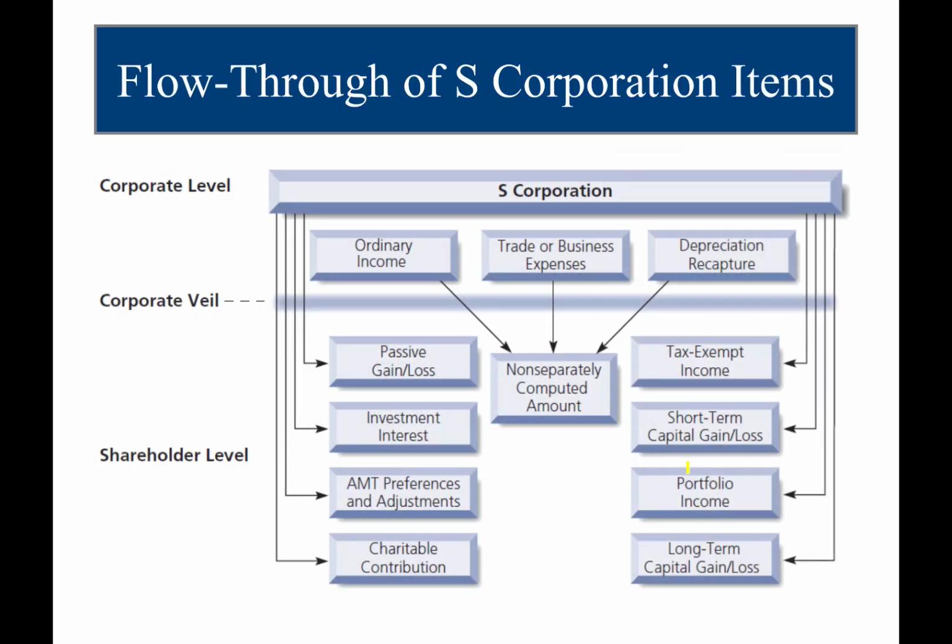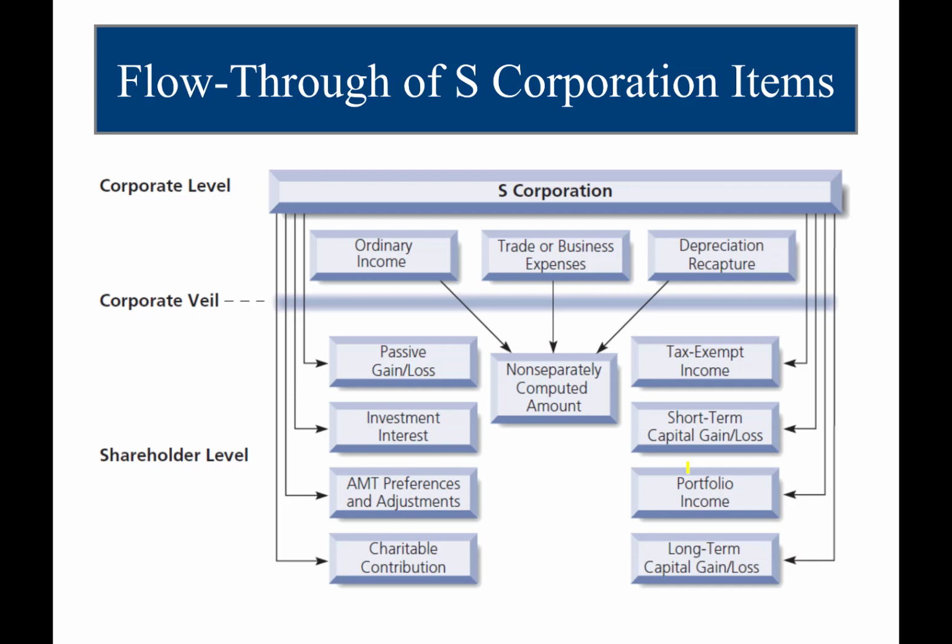Okay. So this is a nice graphic from the text that I left in from the text slides. I don't know why they have to put that corporate veil there. It's kind of stupid, but you take a look and you have the ordinary income, which is going to then be reduced by trade or business expenses.